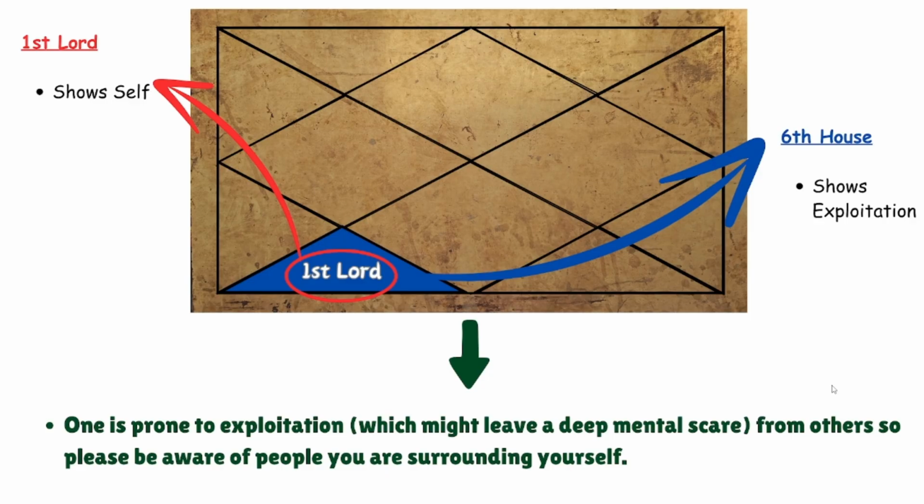First lord is a lord of self, and sixth house is a house of exploitation as well. So with this placement, in some scenarios, it is possible that one could be prone to exploitation, which might leave a deeper mental scar. Okay, exploitation from others. So please be aware of the people that you are associating yourself with. Here is where you have to be very nitpicky, and have that keen eye to see who is trying to do well for you, and who is somebody who is trying to harm you.